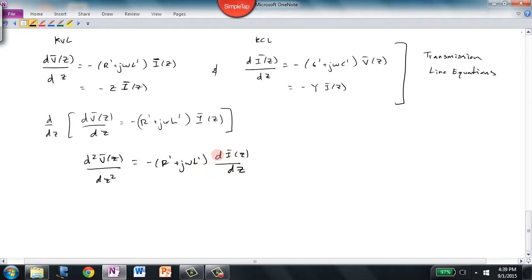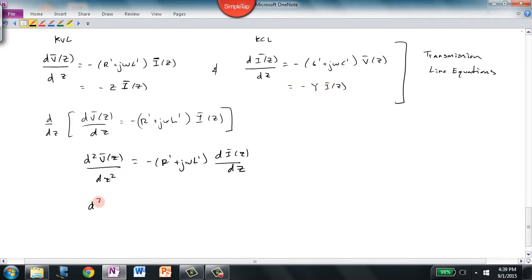We notice that dI(z)/dz we've already solved for in terms of voltage right here. So what we're going to do next is substitute the result from Kirchhoff's current law analysis into this equation. And so that gives us the second derivative of voltage at the input end of the transmission line is equal to minus R prime plus j omega L prime, so the transmission line parameters, times minus G prime plus j omega C prime times the voltage at the input end of the transmission line.